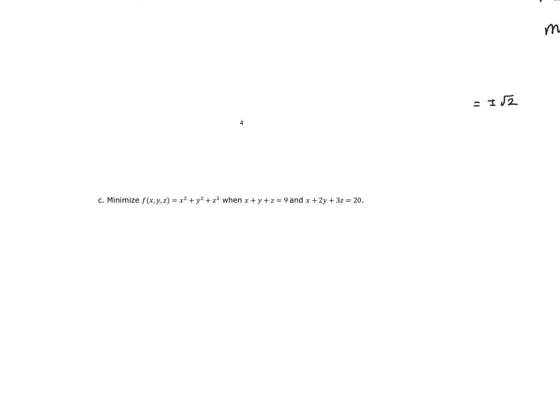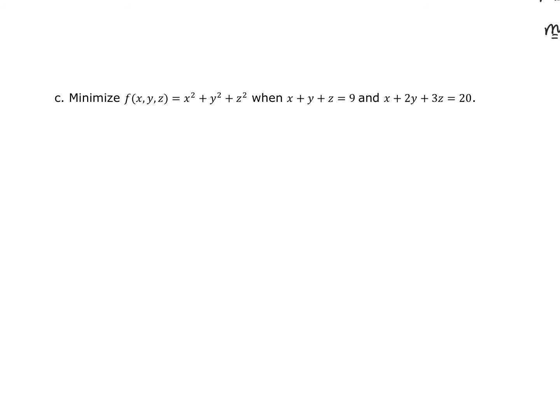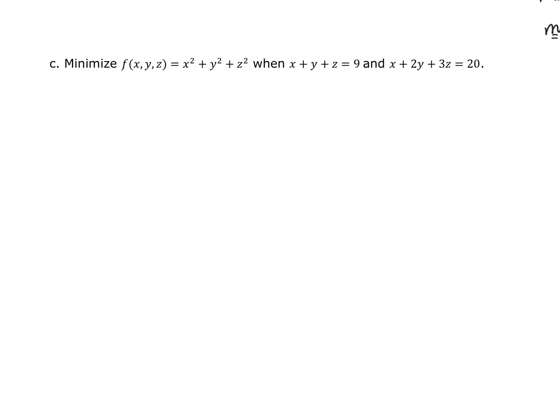Let's take a look at this example. It's slightly different, where I'm asked to minimize, and I've got these other two constraints. So they're telling me out of the gate, I want to minimize this. Starting out with the fact that I need my gradients, I'm going to start with the gradient of f. I'm going to call this g of x, y, and z, and I'm going to call this h of x, y, and z.